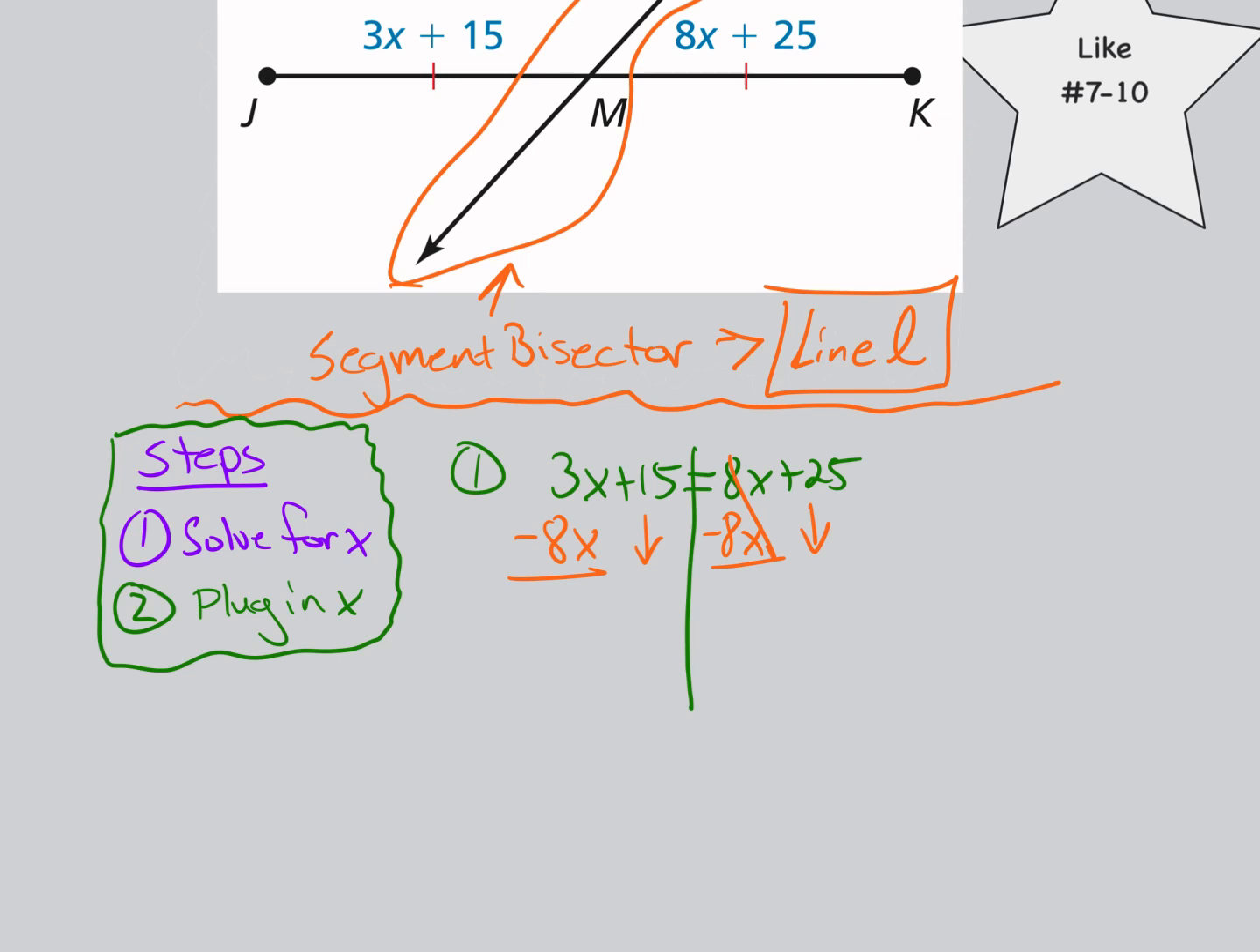3x minus 8x is how much? Negative 5. Negative 5x, and then bring 15 down and bring our positive 25 down. What's the next step? Minus 15. We want to subtract that 15 from both sides, because we're trying to get everything away from x. Then we bring that negative 5x down. 25 minus 15 is 10.